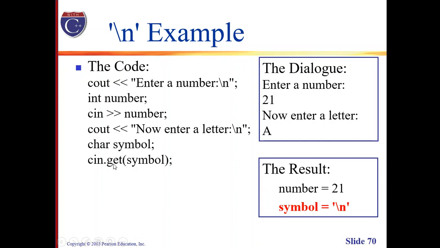get whatever remains in our input stream. And this time, the new line character is still there. So therefore, the symbol variable here will contain the value of a new line character instead of the letter A. So that's the trouble that we might encounter. That's why we must be careful whenever we are using the get function.